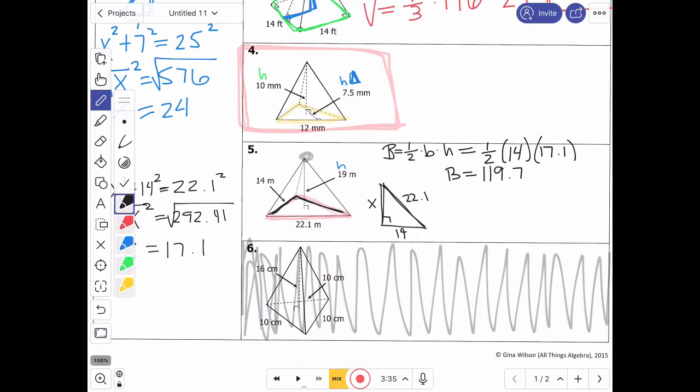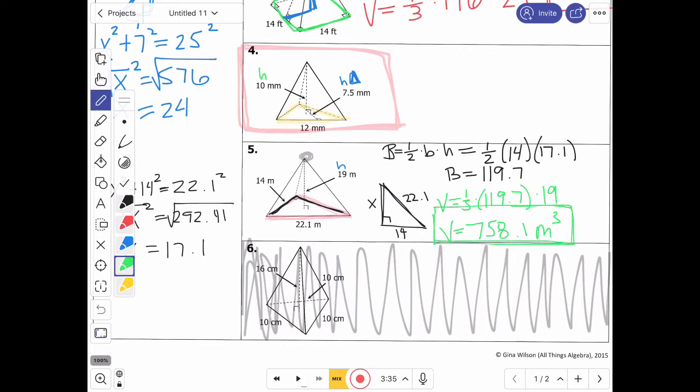And I already have the height of my pyramid, that's here. So I'm going to plug everything into my formula. Volume is 1/3 times my base of 119.7 times 19. So volume is 758.1 meters cubed.